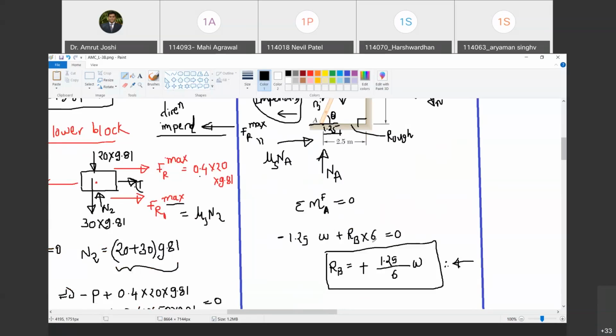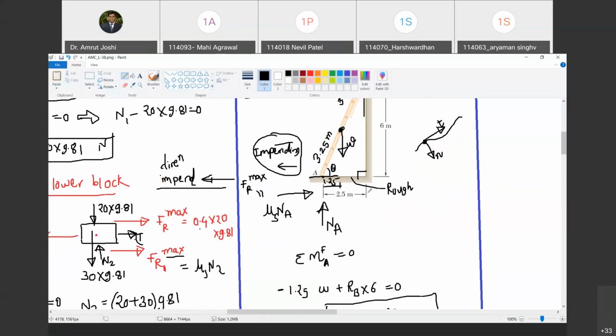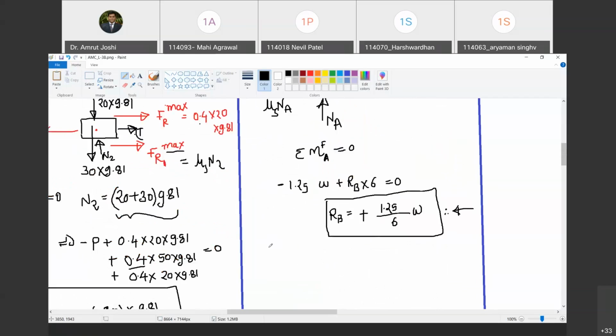Are you with me? I am interested in finding out the value of mu s. Do you agree with me? Yes, sir. So what is the next equation that I should use, which will involve mu s? Summation Fy or summation Fx? Summation Fx, because in summation Fy, mu s is not going to appear. So that equation, though valid, why waste time? So I will use the next equation, summation Fx equal to 0.